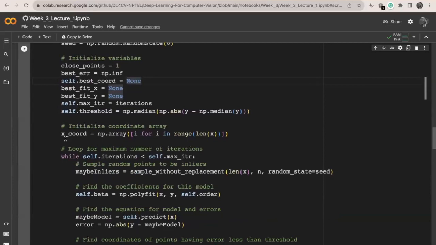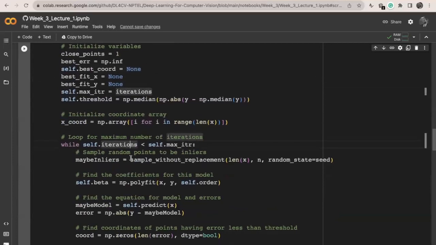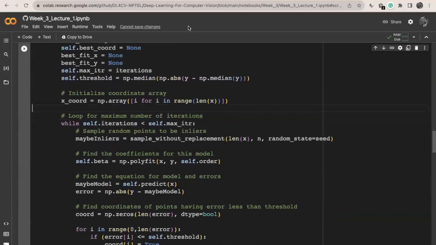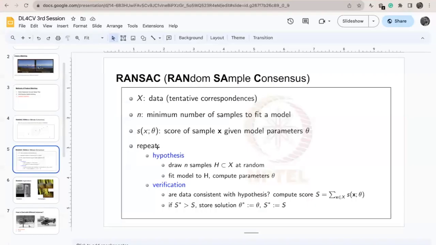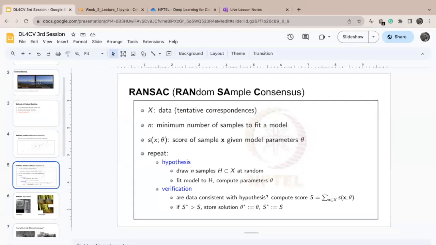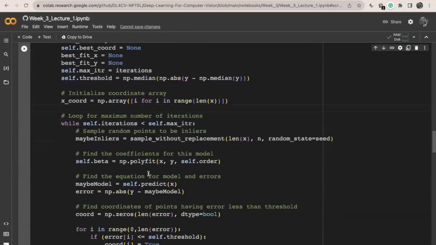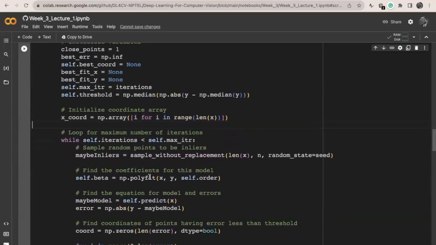We'll initialize the coordinate array first. Then we'll do the loop. This is the loop iteration that we will code now, the repeat block. What we need is, while the number of iterations is less than the maximum iteration, the first step is to sample without replacement, and it should be the length of x, the data set that we have. We put in a random seed so that it does not change from iteration to iteration.